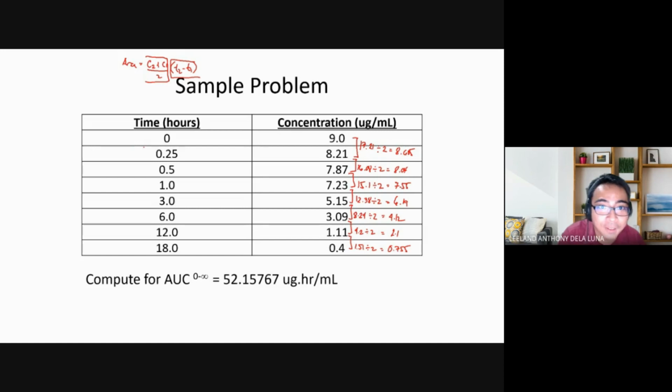Okay, so dito naman tayo. T2 minus T1. So obviously, this is 0.25. 0.5 minus 0.25. 0.25 pa rin. 1 minus 0.5, 0.5. 3 minus 1, 2. 6 minus 3, 3. 12 minus 6, 6. 18 minus 12, 6. So 1, 2, 3, 4, 5, 6, 7. Okay, goods pa tayo. Right? So now class, what's the next thing na gagawin ko?